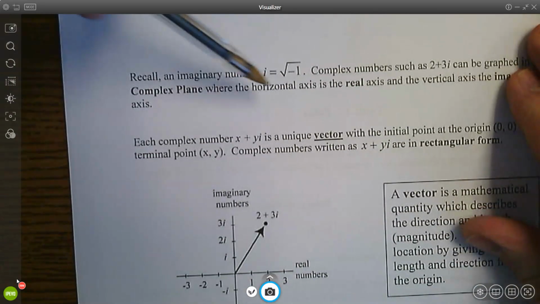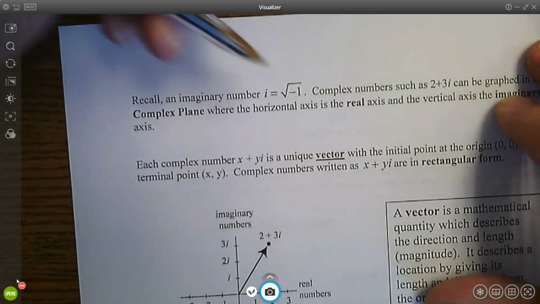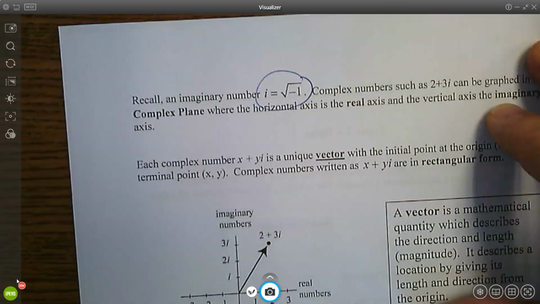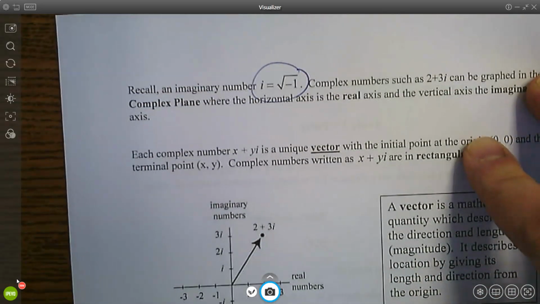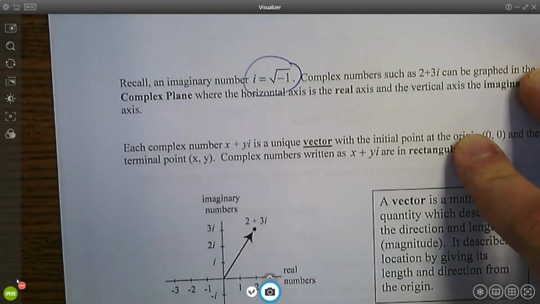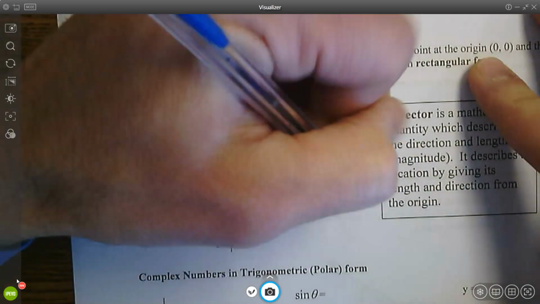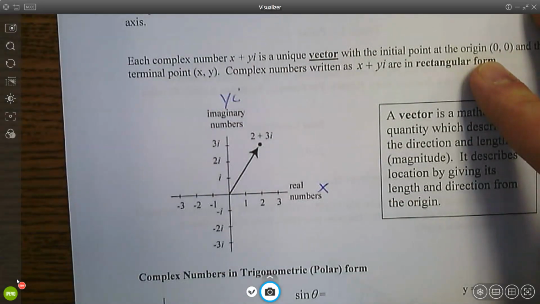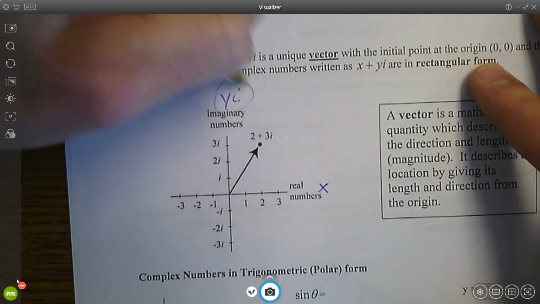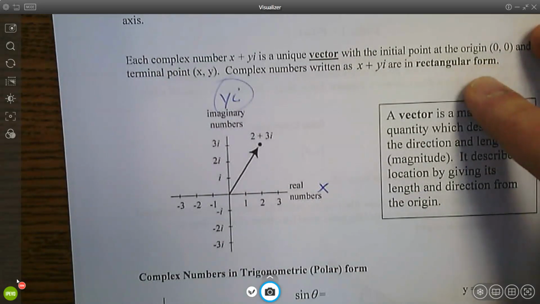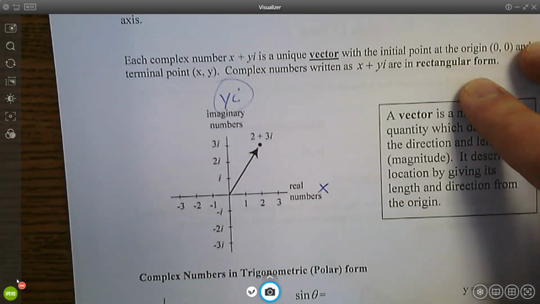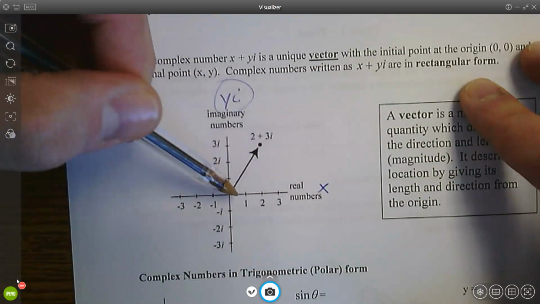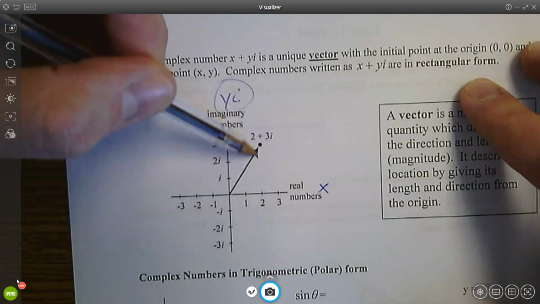So if we think about imaginary numbers for a minute, we know that i is the square root of -1. You can graph complex numbers in the complex plane. What's different? You have the x-axis, and instead of the y-axis, you have the y-i axis. So this is the complex part, or the imaginary part. So when you graph a complex number, it's written as a vector. So it has a magnitude, it has a direction, and a distance.